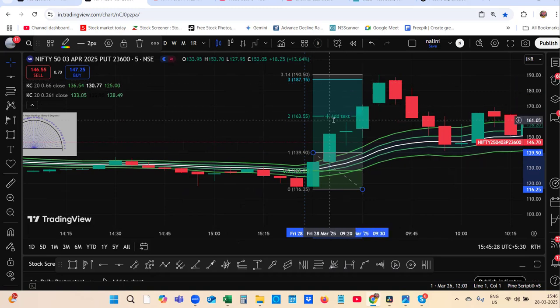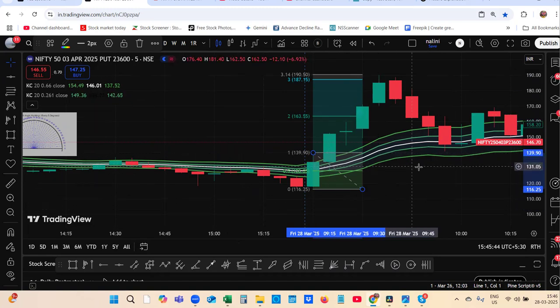The target is fixed, 163. And on the Keltner channel, no price is coming towards the Keltner channel. You can hold the position comfortably. When it goes to this level, you are going to book profits.